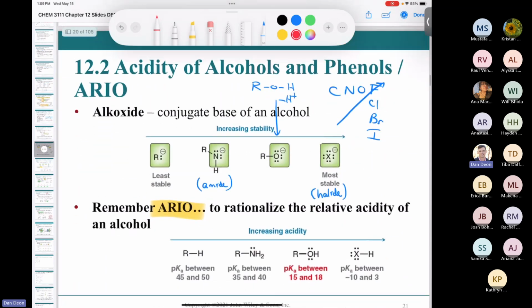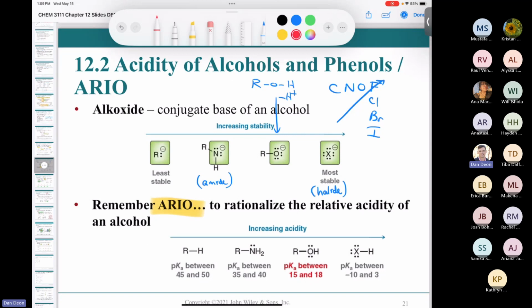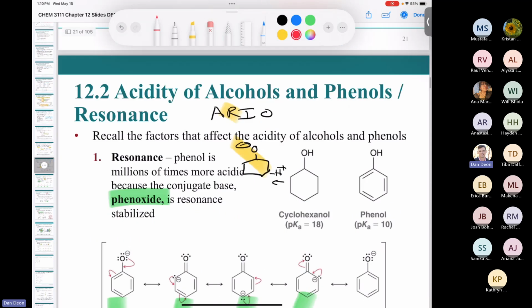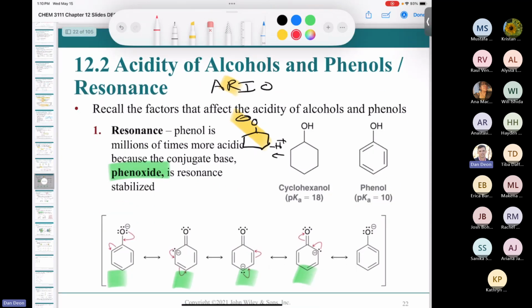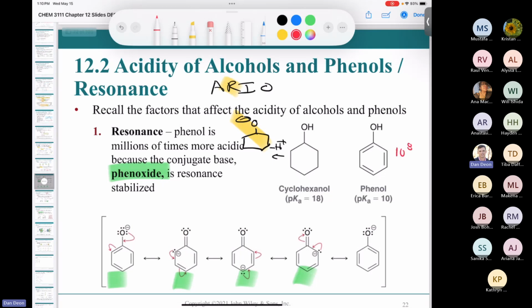So we talked about ARIO, and we looked at this in detail last class, and we talked about how the pKa of an alcohol is usually somewhere between 15 and 18. We took a look at cyclohexanol versus phenol, and we said that phenol is much more acidic. It's 10 to the power of 8 times more acidic than cyclohexanol. It's not based on atom, it's based on resonance, because if we form the conjugate base of cyclohexanol, it has no resonance forms, but if we form the conjugate base of phenol, which is called phenoxide, it has all of these resonance forms here, and we know that stabilizes the conjugate base.